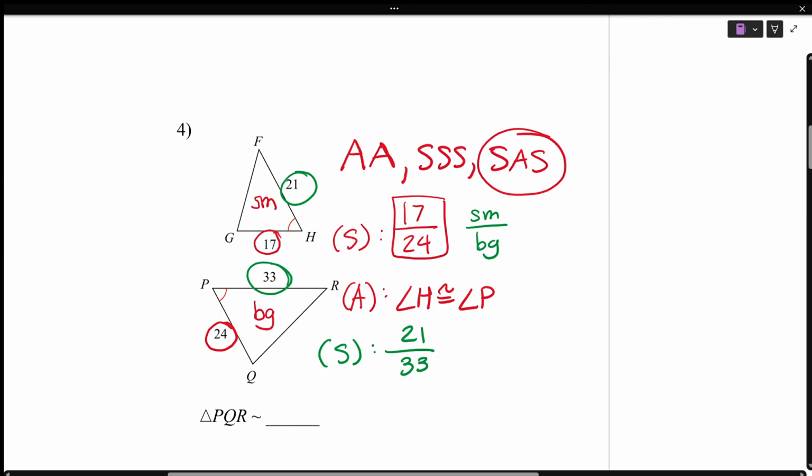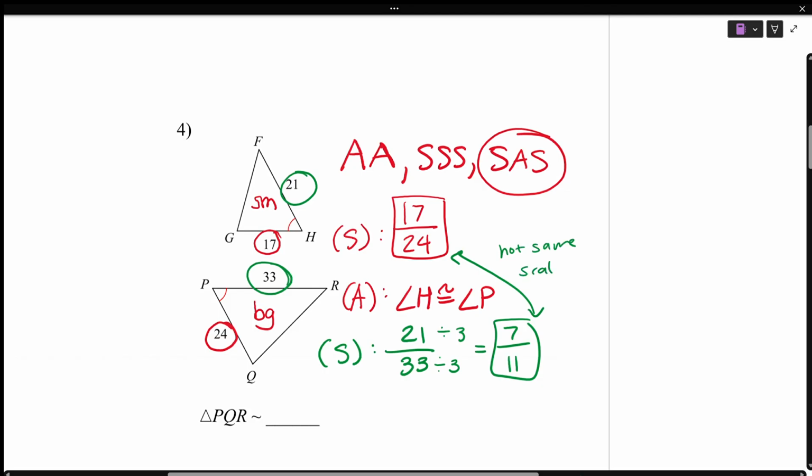They have a common factor here. That's going to be 3. So that's 7 over 11. 7 over 11 and 17 over 24. Are they the same scale factor? No, not the same scale factor. So that means the triangles are not similar.